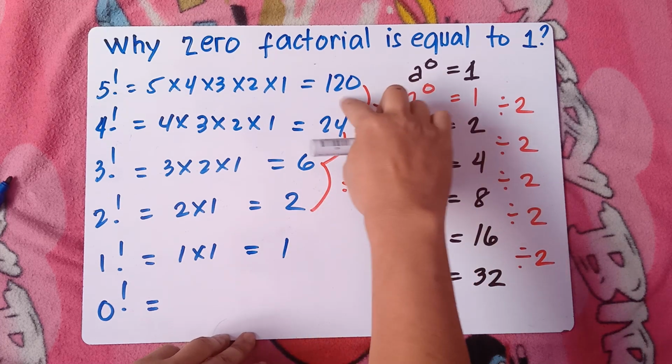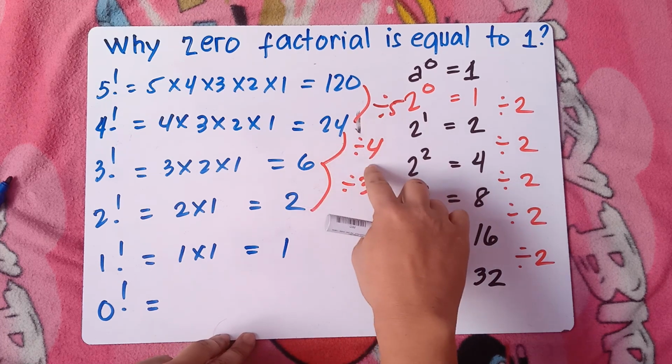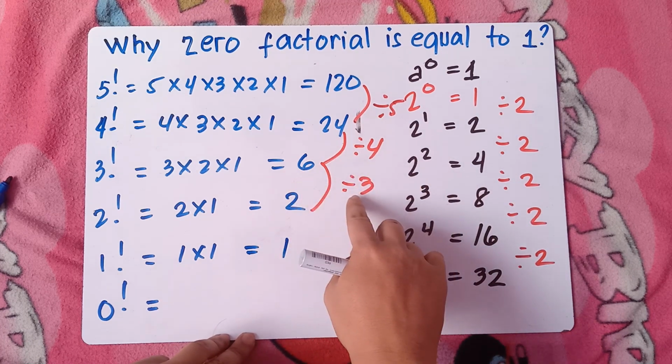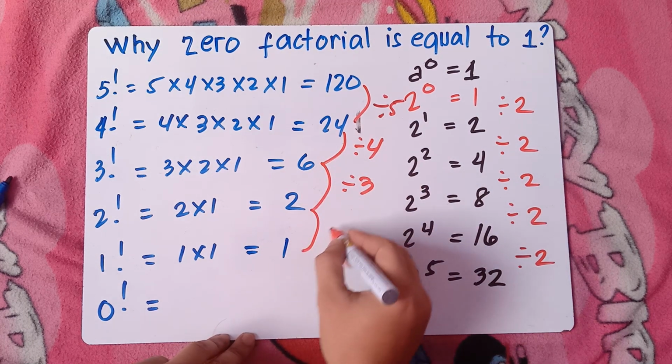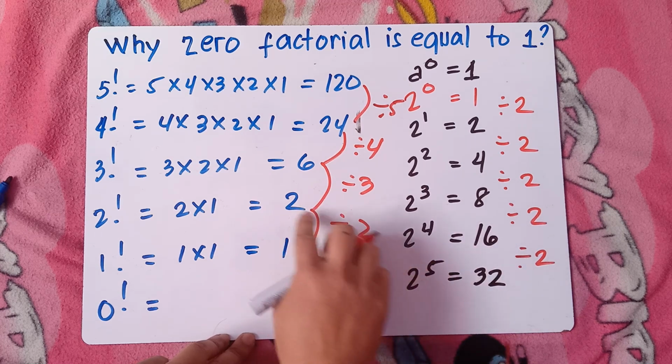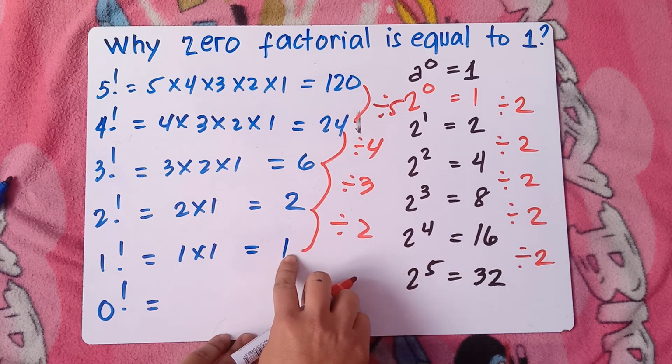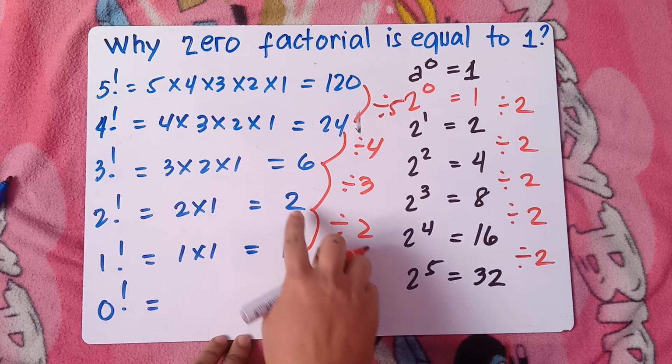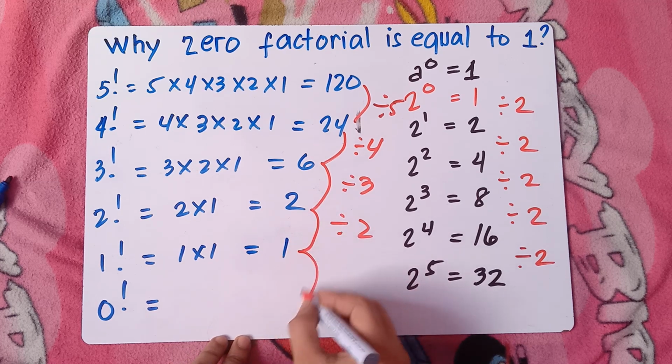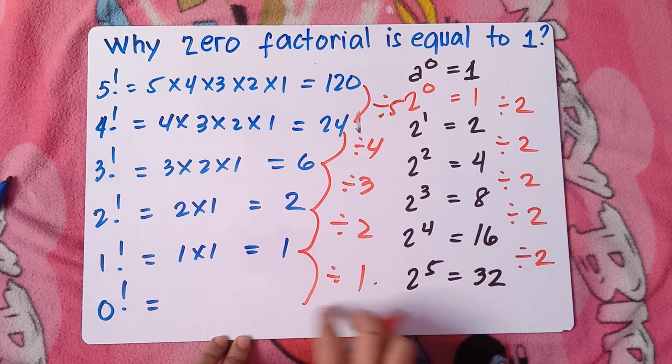Okay, let me repeat that. 120 divided by 5 is 24. 24 divided by 4 is 6. 6 divided by 3 is 2. 2 divided by 2 is 1. What will be next, class? Therefore, 1 divided by 1, that is 1.